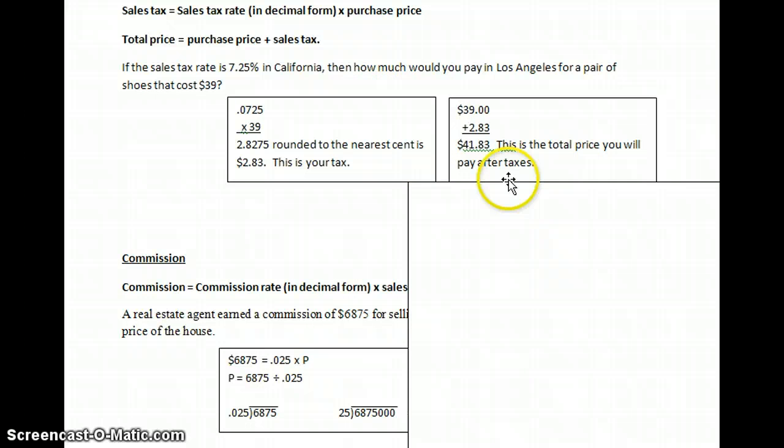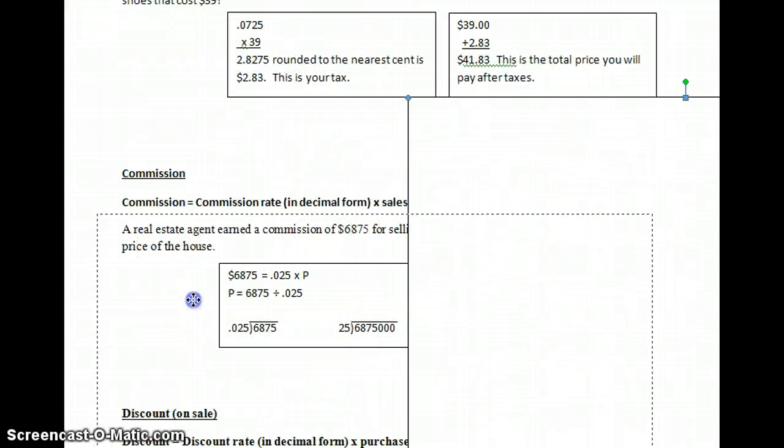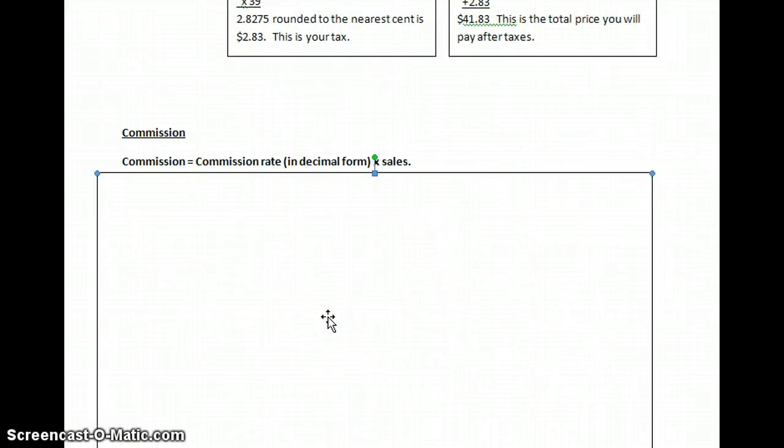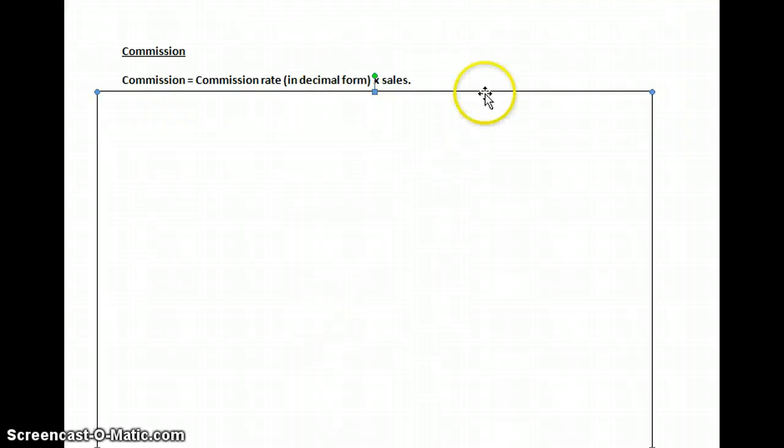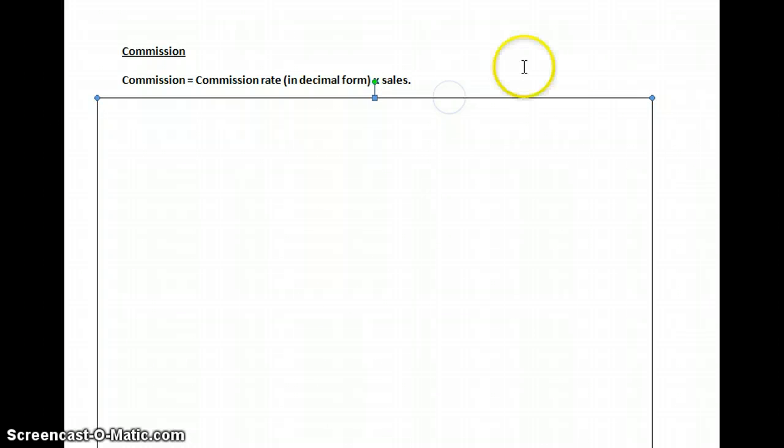Okay, let's try commission. Commission only has one formula. That's what's good about this. So commission equals the commission rate in decimal form times the sales.